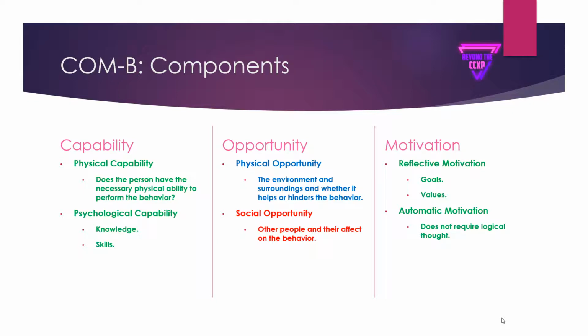This is the interpersonal level. This is social opportunity, other people and their effect on the behavior. So your intervention might target the individual, and it might target the interpersonal side as well. Then the final side is the physical opportunity, which is the physical environment: the environment and surroundings and whether it helps or hinders the behavior. This is very important to know, because not only do we look at each of these things as a potential barrier or a potential source of fuel to do a behavior, but we can also think about it in these contexts as well, and that can help inform our interventions.